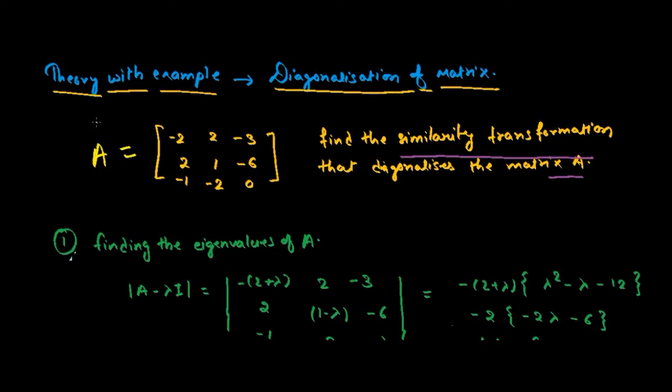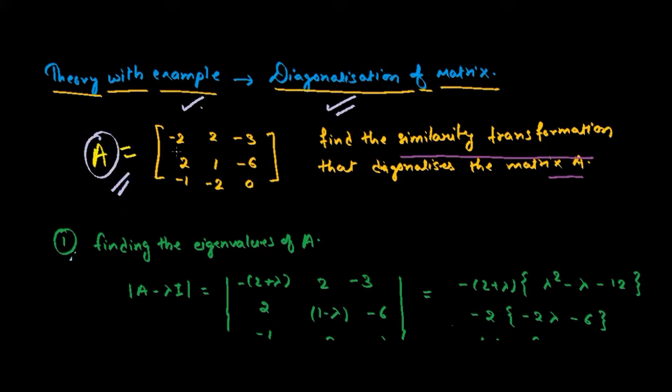Hi everyone, welcome back. Today we'll talk about the diagonalization of a matrix, and we'll understand the theory with the help of one example. So here is an example. It says: find the similarity transformation that diagonalizes the matrix A, and we are given a matrix A.